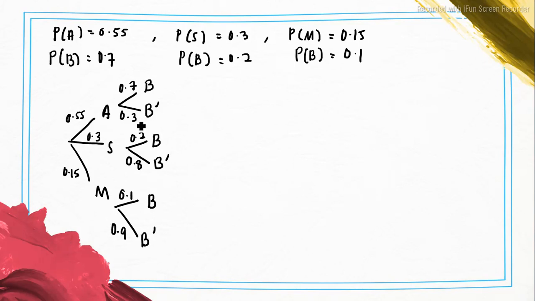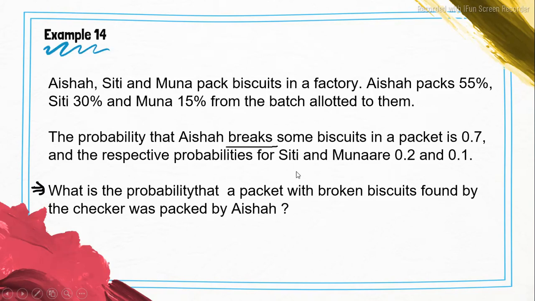Okay, 0.7 tambah 0.3 dapat 1. 0.2 tambah 0.8 dapat 1. Same goes here. 0.55 plus 0.3 plus 0.15 kamu akan dapat 1. Okay, alright. So now barulah kita boleh baca soalan. Okay, what is the probability that a packet with broken biscuits found? Maksudnya broken biscuit. Biskut tu pecah dulu. Okay, barulah dijumpai oleh Aisyah.